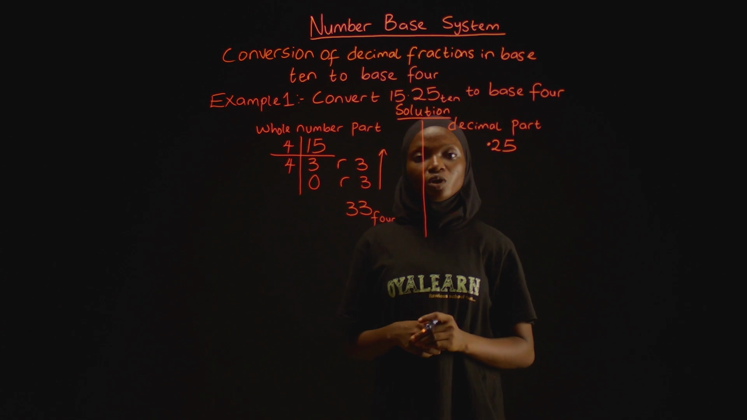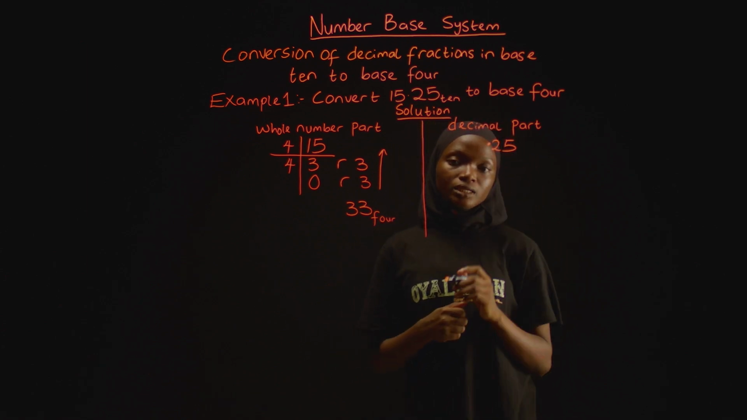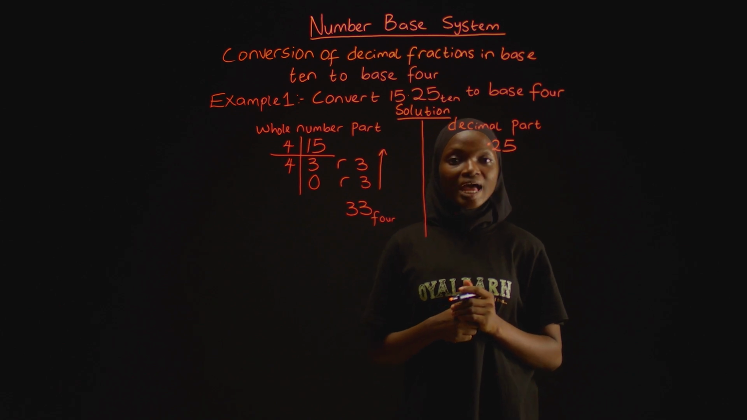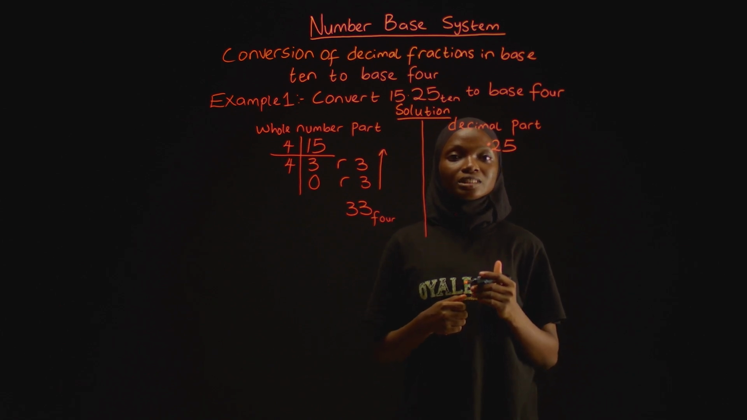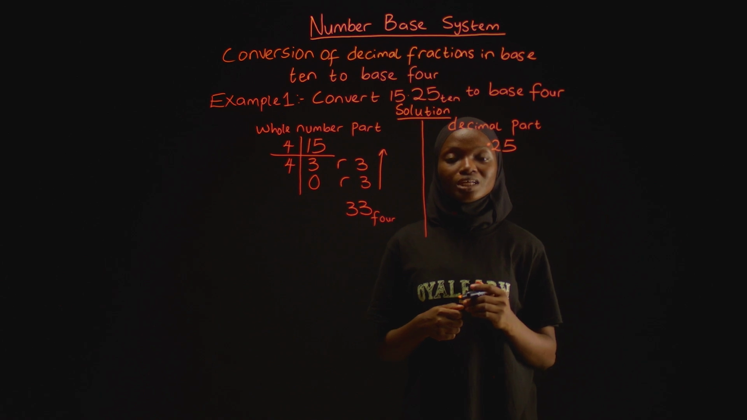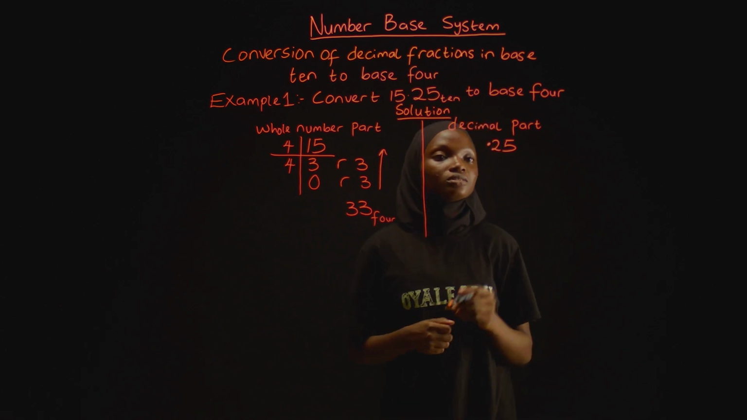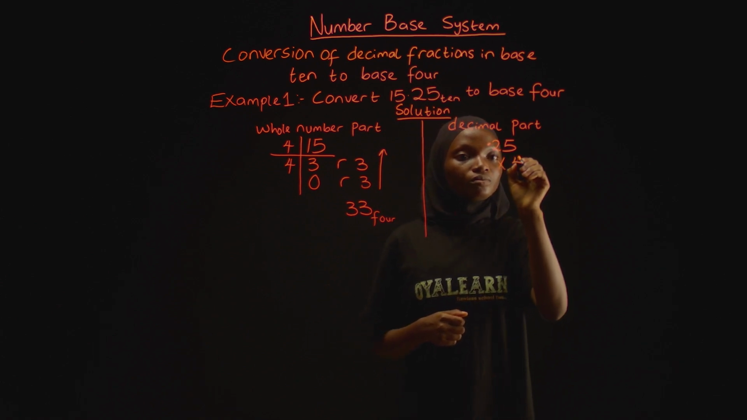Now move on to the decimal part. To convert the decimal part to base 4, we multiply the decimal part by base 4 and take the decimal part of the next step as the starting point. Repeat the process until you have 0 or a periodic number, that is a recurring number. Then you read the digits. Let's start. Multiply by 4.